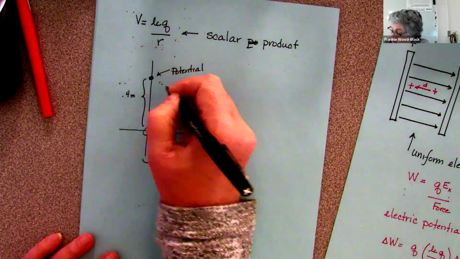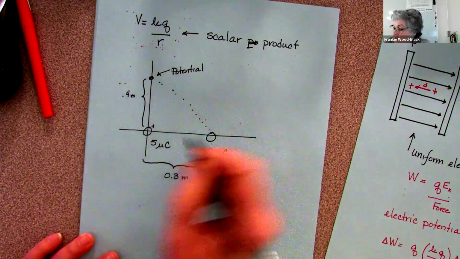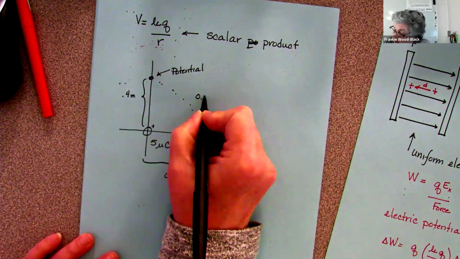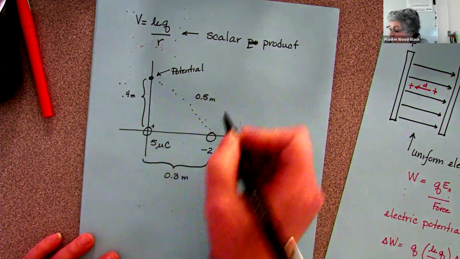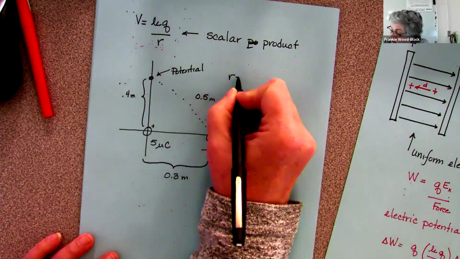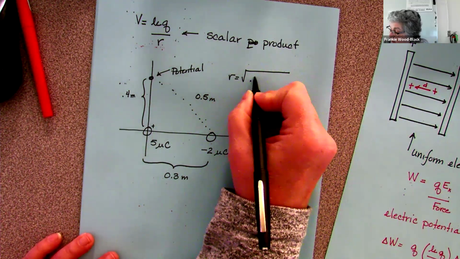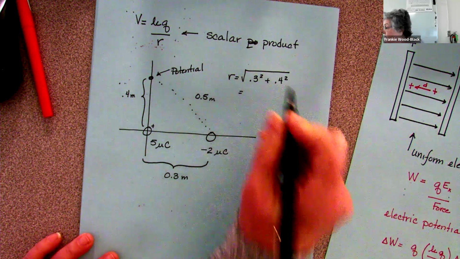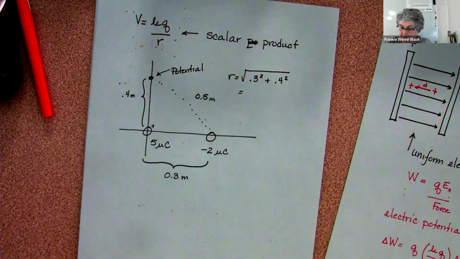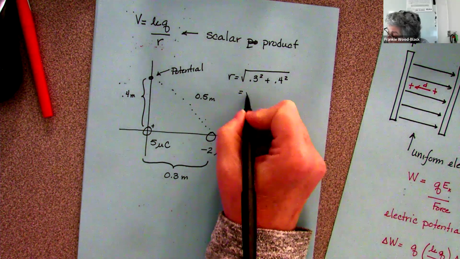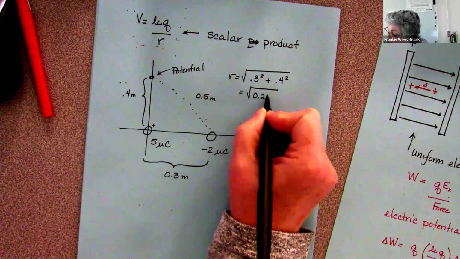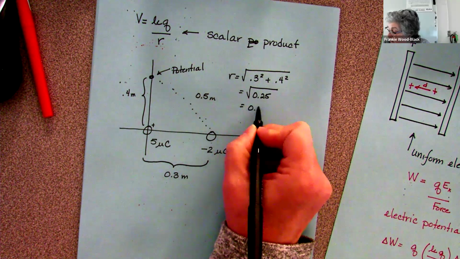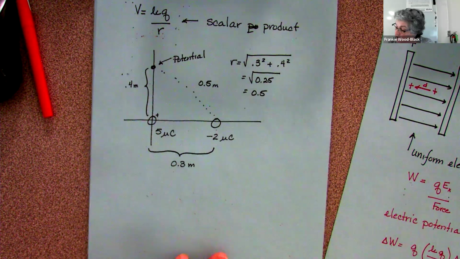Well, first thing we have to do is know this side. And this is a 3, 4, 5 triangle. So rather than go ahead and figuring it out, I'm just going to write it down, but I could have done it. I could find that R is equal to the square root of 0.3 squared plus 0.4 squared, which is going to give me the square root of 0.25, which is going to give me 0.5.